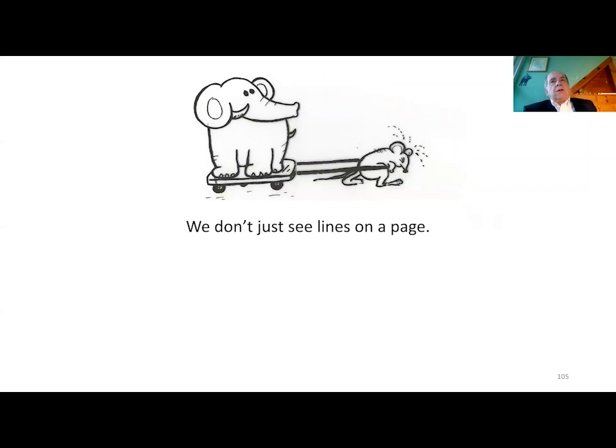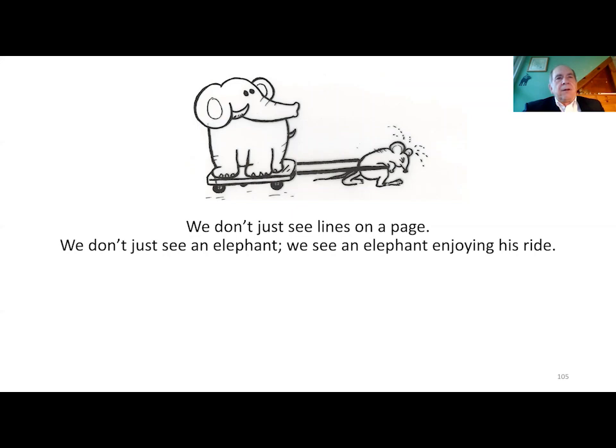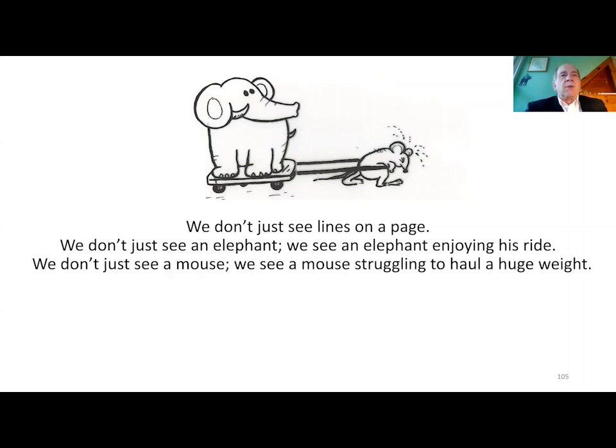So we don't just see lines on a page. We don't just see an elephant. We see an elephant enjoying his ride. We see the elephant as the recipient of an action, as the beneficiary of this little scenario. We don't just see a mouse. We see a mouse struggling to haul this huge weight. So that we see the mouse as an actor. We see the elephant as the recipient. We see the pulling as the connection between them.